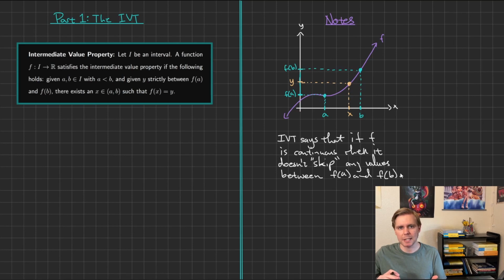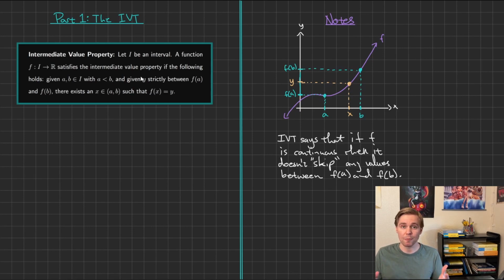We are going to need to make this a little bit more precise, and so we're going to use this formal statement of the intermediate value property now in order to do that. So let's dive into this. The intermediate value property. Let I be an interval, and this can be a closed interval or an open interval, it doesn't matter. A function f from I to R satisfies the intermediate value property if the following holds. Given an a and a b in I with a less than b, and given y strictly between f of a and f of b, there exists an x in the interval a to b such that f of x is equal to y.